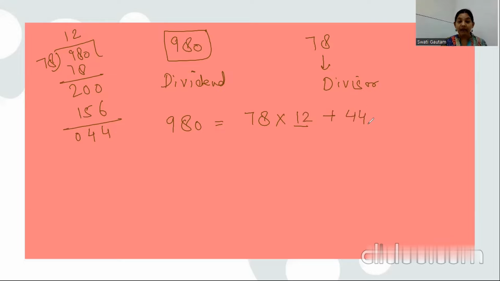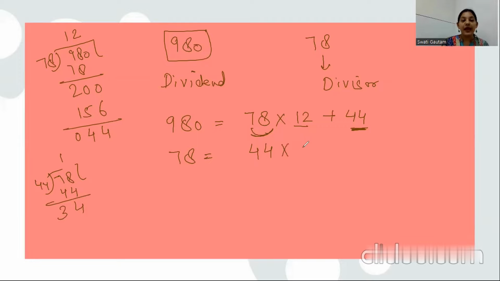Now again we apply the same algorithm, because we have not got the remainder as 0. When we get the remainder as 0, we stop the algorithm. The next step, as I told you in previous videos: the first divisor becomes the dividend, and the remainder becomes the divisor. Now I divide 78 by 44. 44 times 1 is 44, because 44 times 2 is 88, which is bigger than 78, and the remainder is 34.